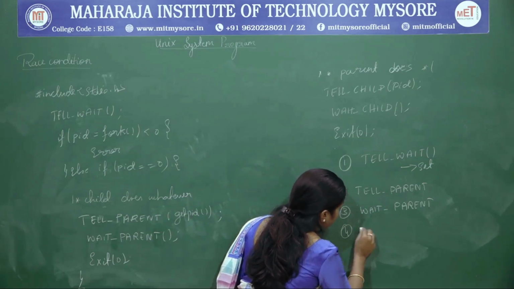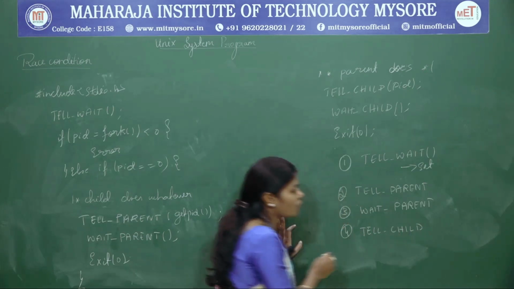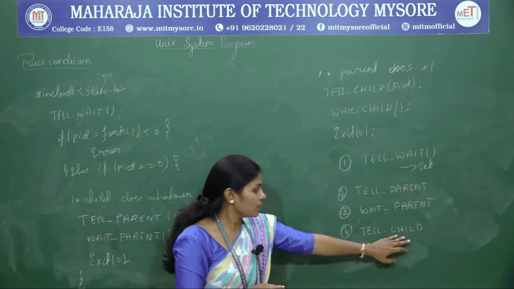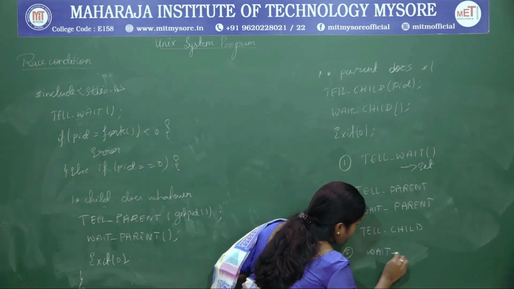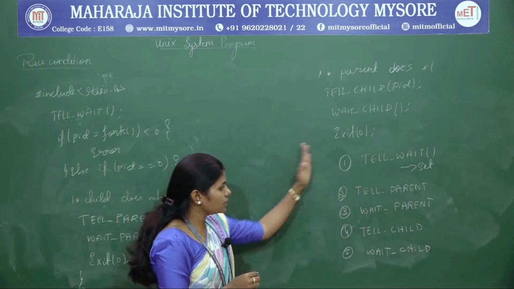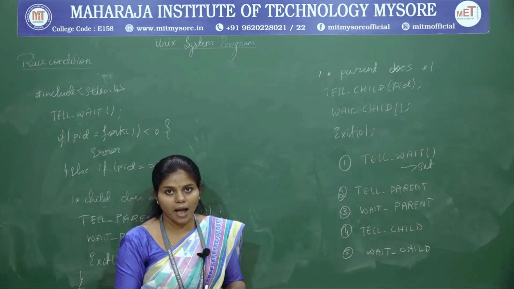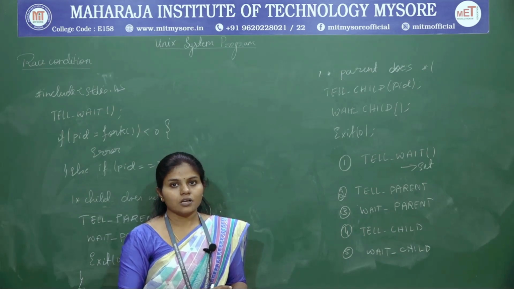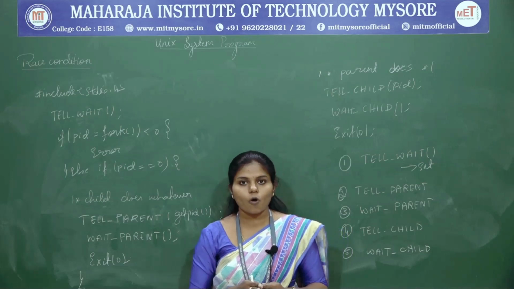Fourth one is TELL_CHILD. Now after completing the work of the parent, it is going to inform the child by using TELL_CHILD. Next, the fifth one is WAIT_CHILD. So after informing, it is going to wait for the child. So all these are signals, or we can say macros, which are used for avoiding the race condition. Now let me explain with the program, the previous program we saw.